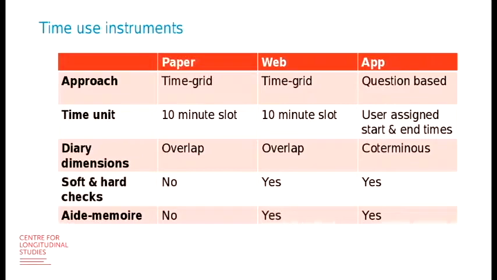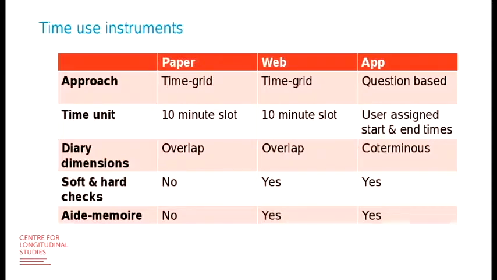And cohort members had to assign each 10-minute slot an activity, so whatever activity they were engaged in from a pre-assigned list. The app, on the other hand, took a more question-based approach, and cohort members didn't have pre-coded 10-minute slots, but they had to assign a start and end date for their activities. And again, I'll show you a visual example of how this worked in a short while.